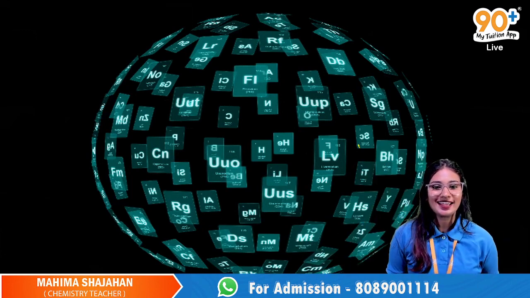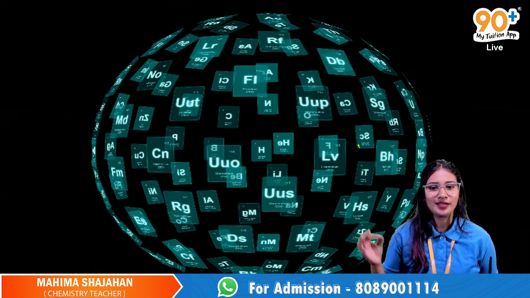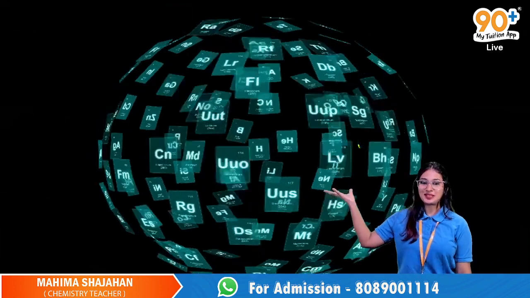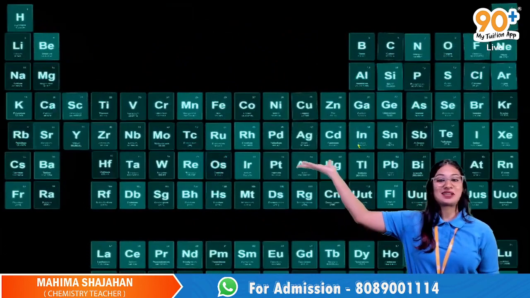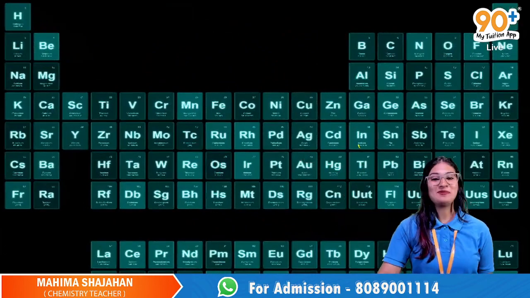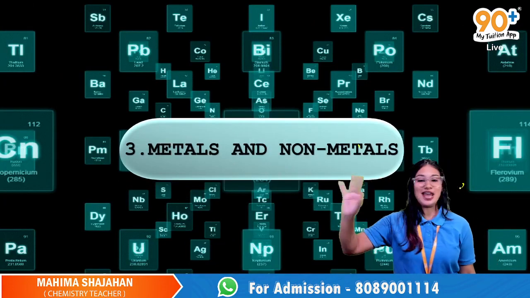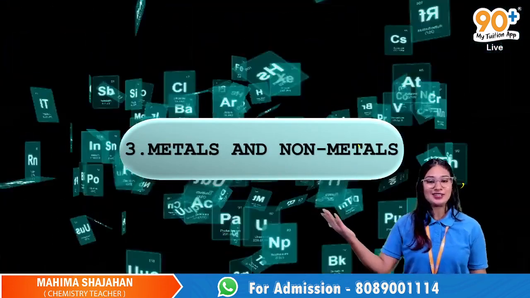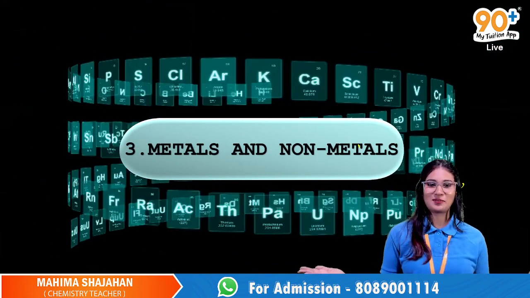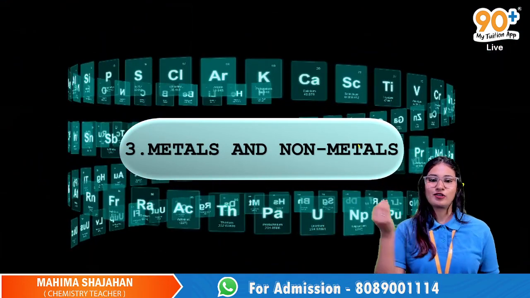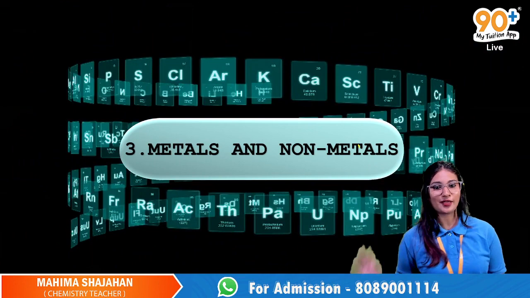Any idea which chapter this one shot is? You can see the periodic table in my background, and the periodic table is dancing around. From that you might have guessed it, yes, it is chapter number 3, metals and non-metals. One of my favorite chapters. So easy peasy. Some reactions in there, just like every other chapter.